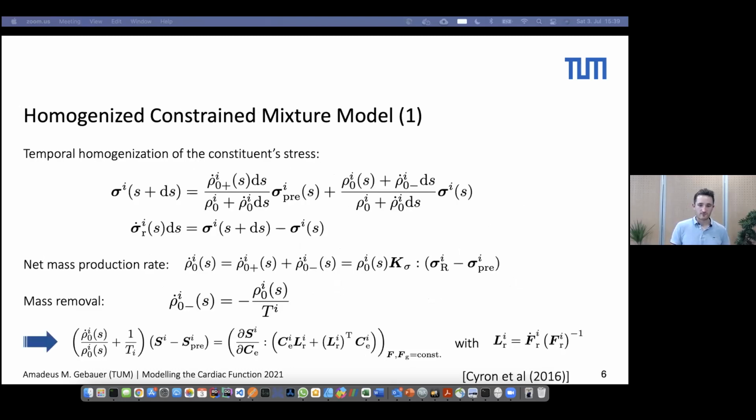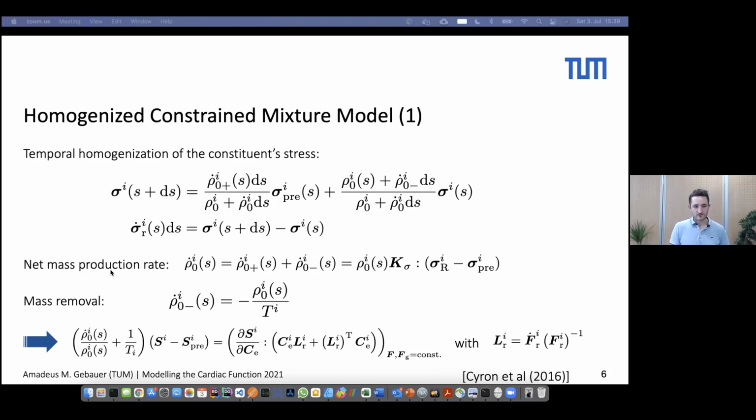So Zyron et al. proposed a temporal homogenization of this model in this paper here. And what they actually do is they look at the stress of the constituents and look how this stress changes due to the deposition of new mass that is pre-stressed. So here, this is the mass fraction of the new mass, and this is the pre-stress of this mass, and also the existing mass here, and the mass that is degraded under the stress that is currently there.